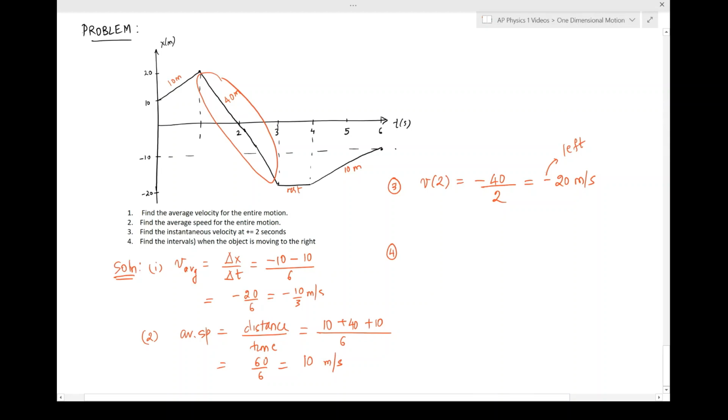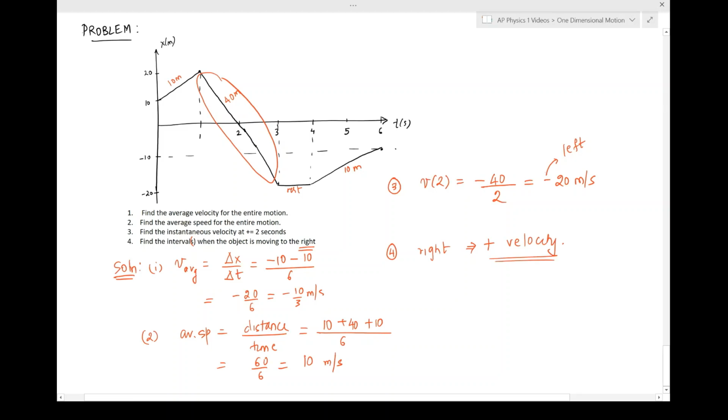Now, part 4 of the question: find the interval, or actually intervals, when the object is moving to the right. Let's make sure we understand what we mean by this. If an object is moving to the right, you have to ask yourself which quantity is going to be positive. The answer to that is that the velocity must be positive. So moving to the right implies positive velocity. So make a note of this. This is going to be important.